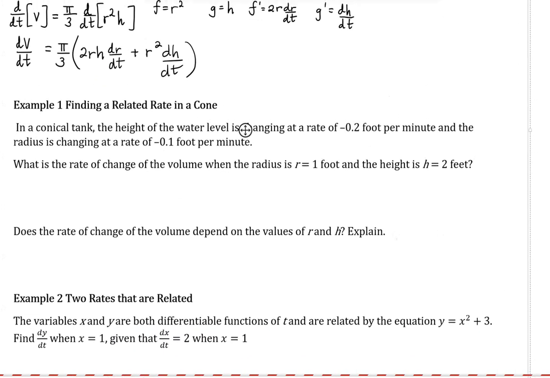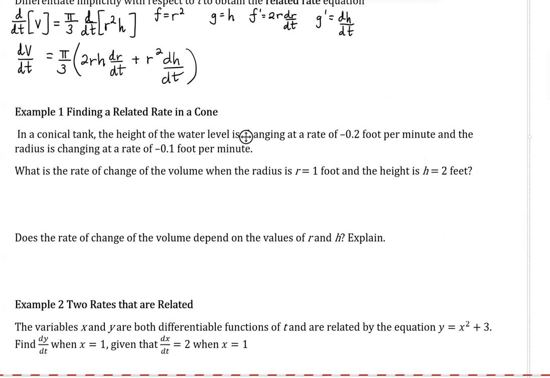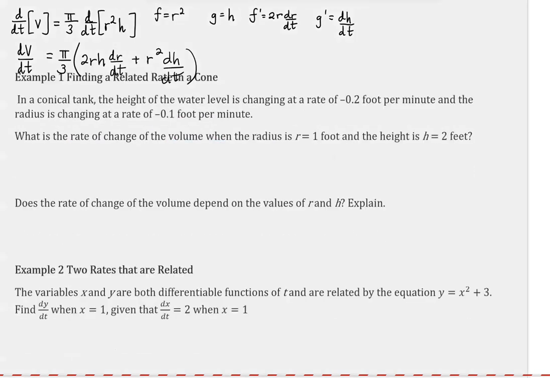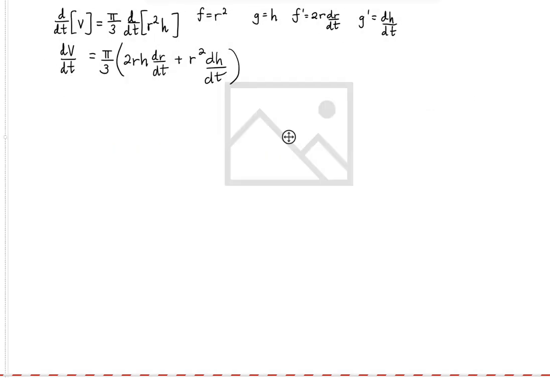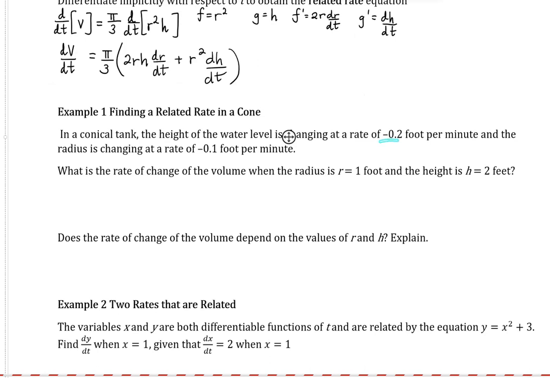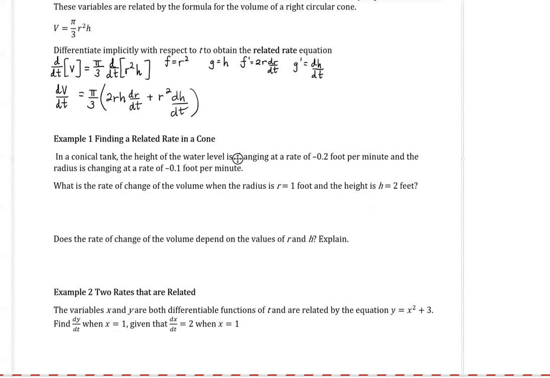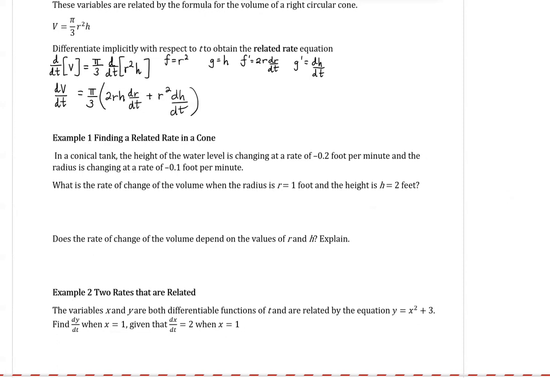In example 1, we again have a tank that is shaped like a cone. Here they tell us that the height of the water level is changing. I do know that the height is decreasing because the derivative is negative, changing at a rate of negative 0.2 feet per minute. And the radius is changing at a rate of negative 0.1 feet per minute. We are being asked, what is the rate of change of the volume?